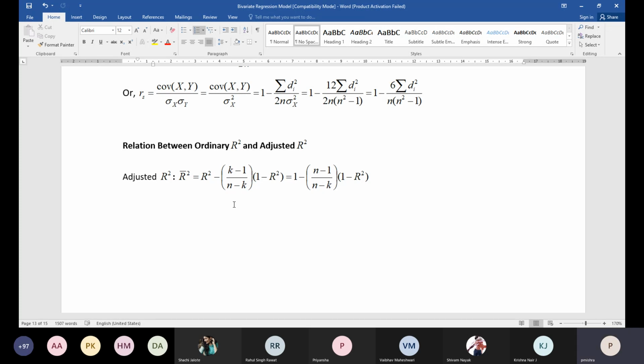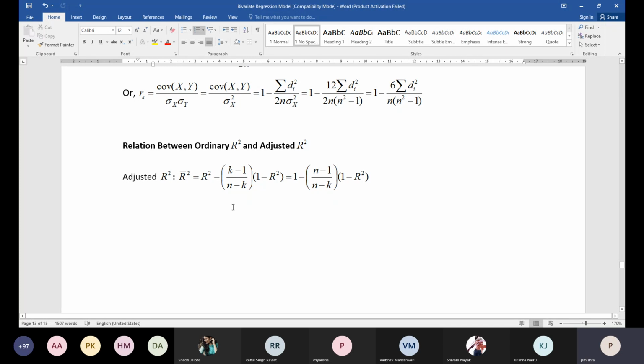Say for example, you are estimating a model without any independent variable. This component would be equal to 0. But otherwise, you see, as the number of independent variables increases, the penalty also goes up and the adjusted R square value goes down.